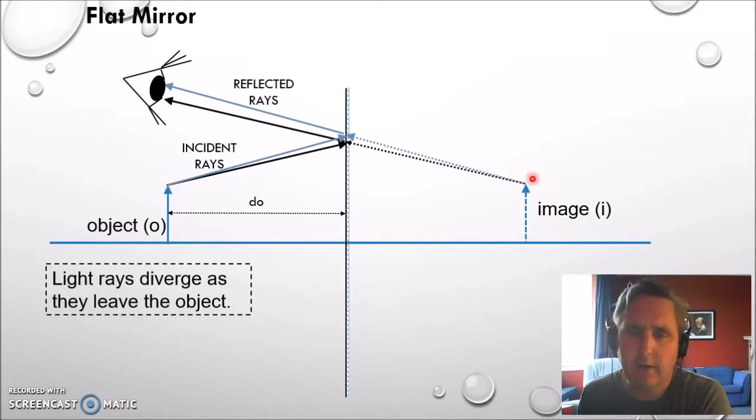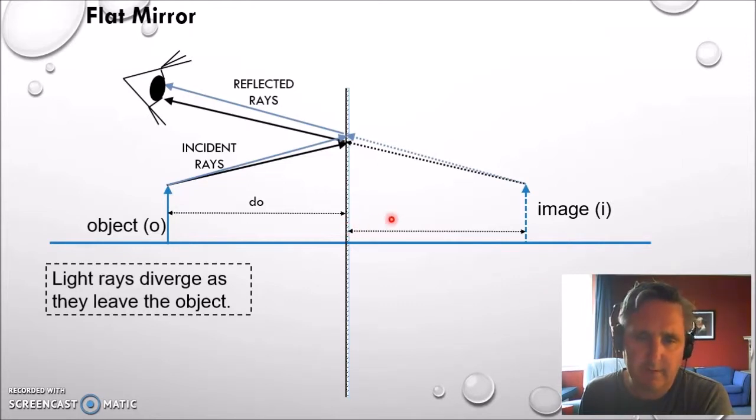But this is not the actual object, this is an image. This is the reflection we see of the object. Because this image is on the other side of the mirror, it is called a virtual image. We say that it is upright because it's standing upwards, and we say it's the same size as the object. The distance between the mirror and this image is called DI.